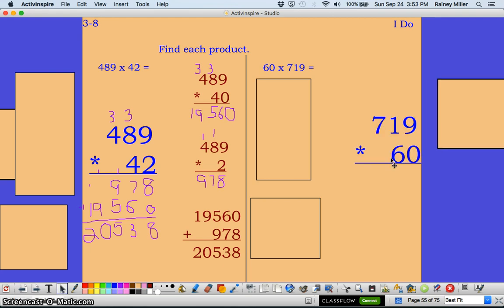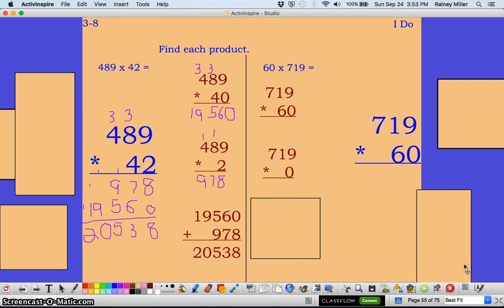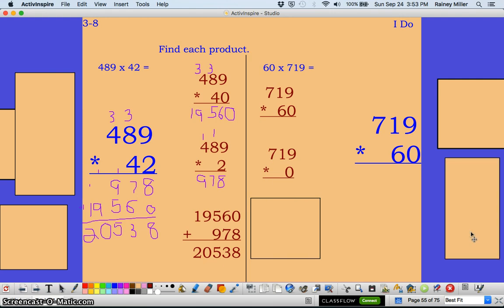I rewrite my problem. Now this one, the 60 down here, I know that 60 is made out of 60 and 0. So I can divide this into two different problems. I can do 719 times 60 and get my answer, and add that to 719 times 0. Now you're going, but Miss Miller, that's really dumb because it's the same problem that we're trying to solve. Okay, so you don't have to actually go through and do all of that. What I'm going to do here is I'm going to go through the motions just like before so you can see where the answer comes from.